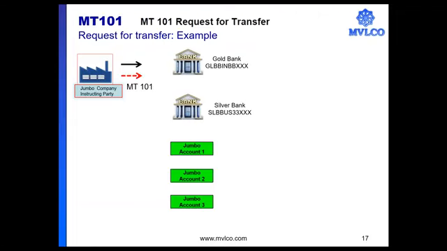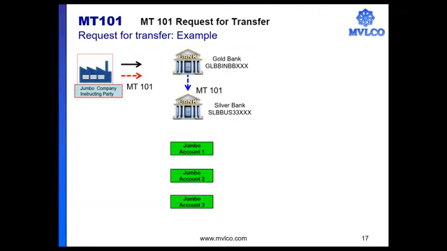When Gold Bank receives this message, at Gold Bank we are not doing any accounting entries, because we are only acting as a pass-through. We will take this message from Jumbo Company at Gold Bank, and then forward this MT101 to Silver Bank. We are now Gold Bank. We are telling Silver that our customer Jumbo wants to make a payment out of its account with you.